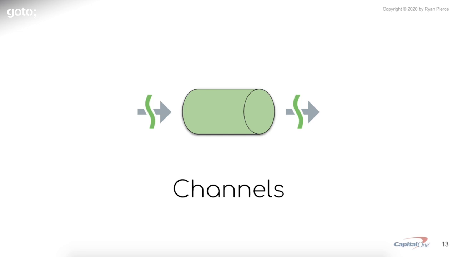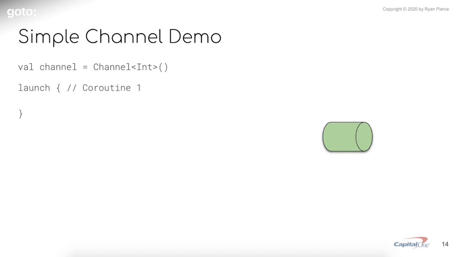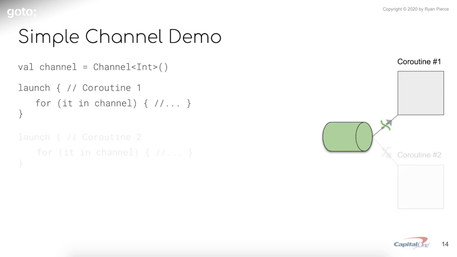So let's look at a very basic example of how channels work. First, let's create a channel of integers, represented by a green pipe on the right. Then we'll launch a coroutine, coroutine number one, and this coroutine will receive values from the channel using a for loop. Then we'll create coroutine number two, and this coroutine is identical to coroutine number one. It will receive values from the channel using a for loop.